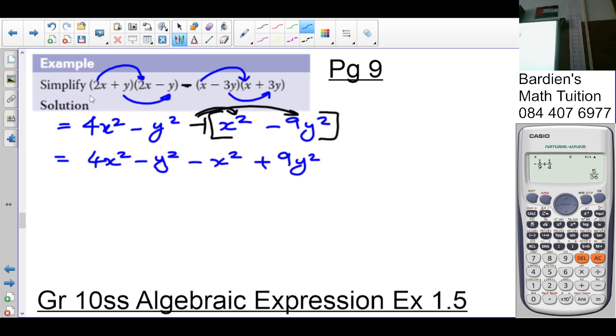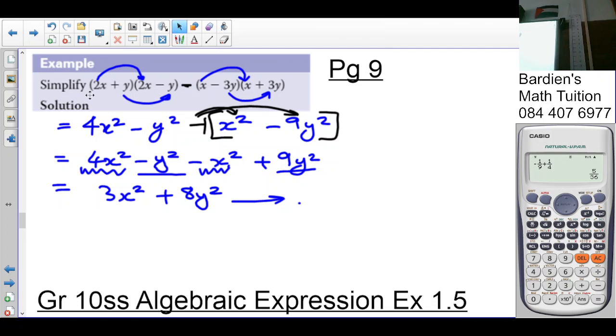Don't forget. So now we're going to look at like terms. 4x squared is a like term to negative x squared. Negative y squared with positive 9y squared. So 4x squared minus x squared is going to give us 3x squared. Minus 1y squared plus 9y squared is going to give you positive 8y squared. You all understand? So I'm going to give you a sum out of the textbook to do, and then I will do that as part of the examples as well.